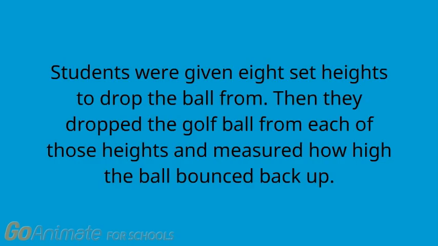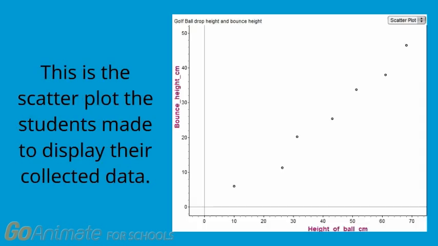Students were given 8 set heights to drop the ball from. Then they dropped the golf ball from each of those heights and measured how high the ball bounced back up. This is the scatter plot the students made to display their collected data.